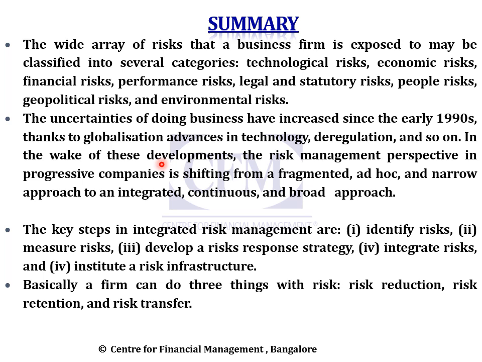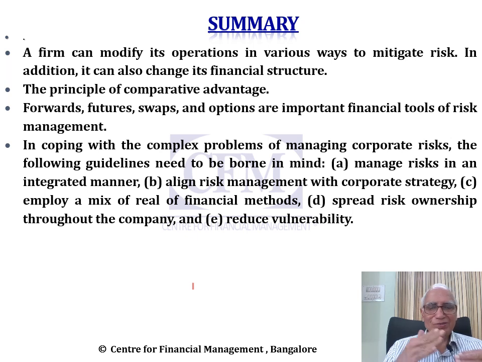In the wake of these developments, the risk management perspective in progressive companies is shifting from a fragmented, ad hoc, and narrow approach to an integrated, continuous, and broad approach. The key steps in integrated risk management are identify risk, measure risk, develop a risk response strategy, integrate risk, and institute a risk infrastructure. Basically, a firm can do three things with risk: risk reduction, risk retention, and risk transfer. A firm can modify its operations in various ways to mitigate risk. In addition, it can also change its financial structure. The principle of comparative advantage is a very important principle in risk management. Forwards, futures, swaps, and options are important financial tools of risk management.